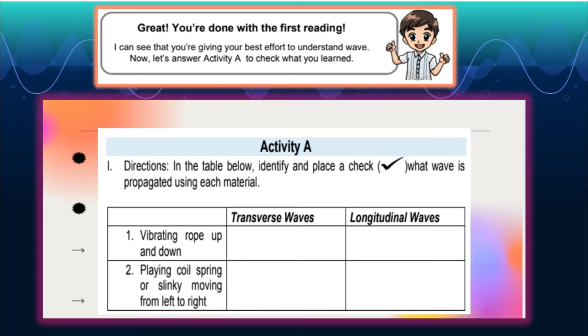Finally, here's your first activity. Are you ready? It's time for you to get a sheet of paper and don't forget to write your name and section. Then, LC1 Activity A. Read and follow the directions in the table below. Identify and place a check on what wave is propagated using each material given.